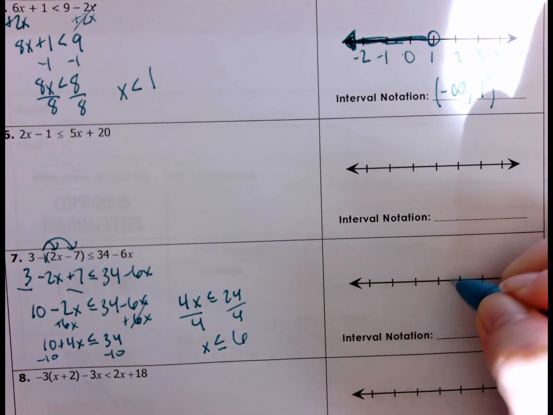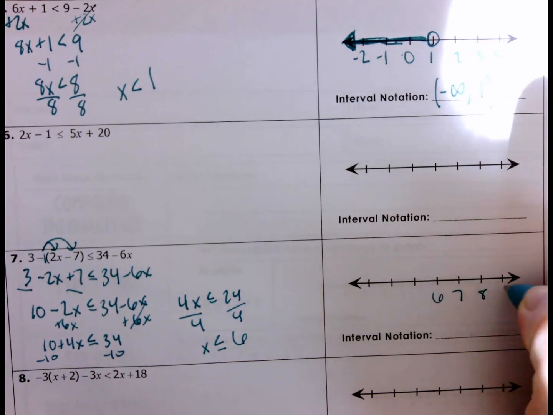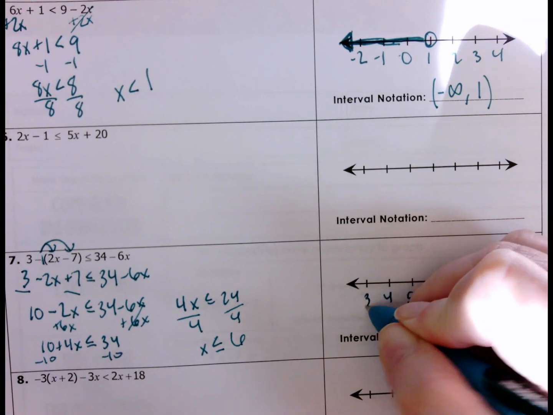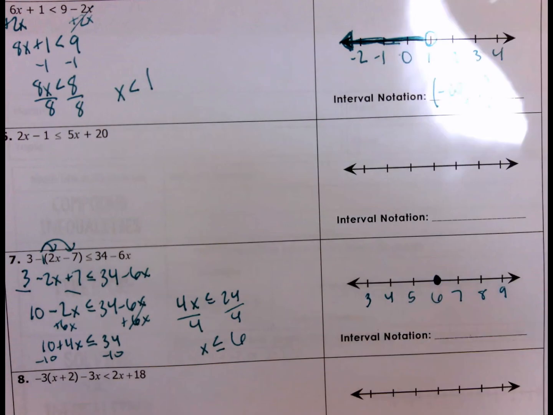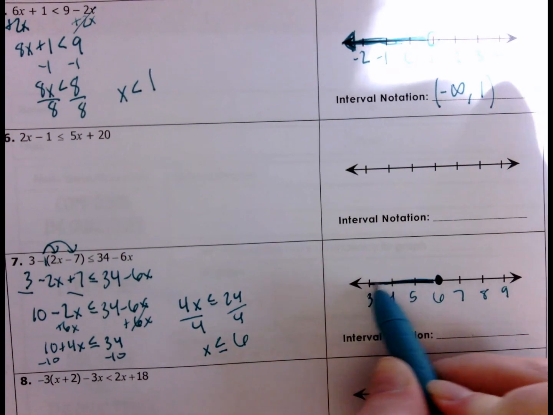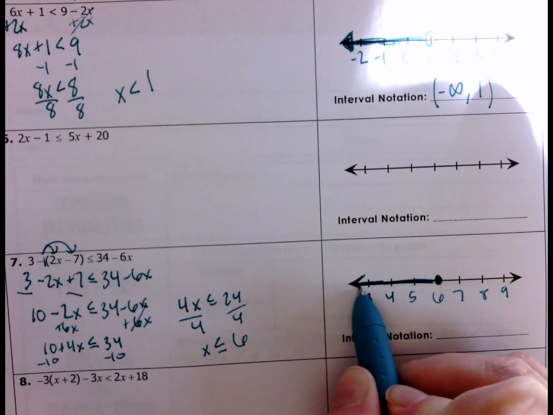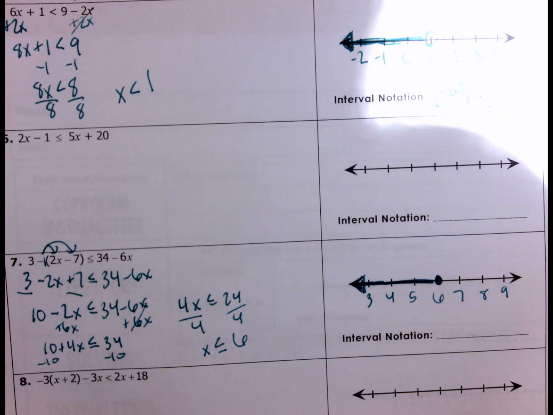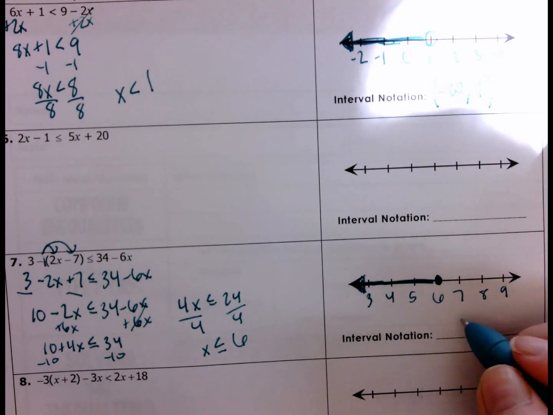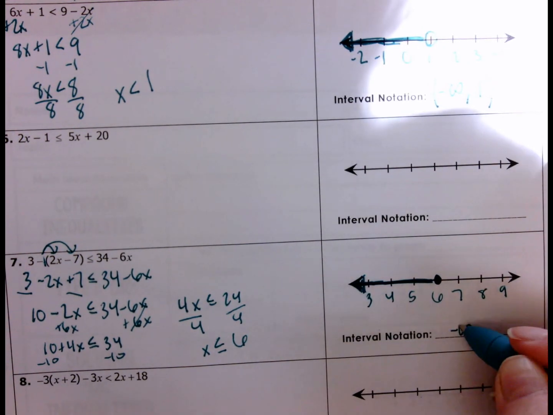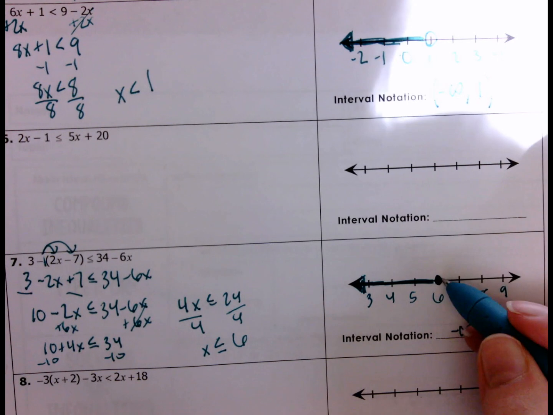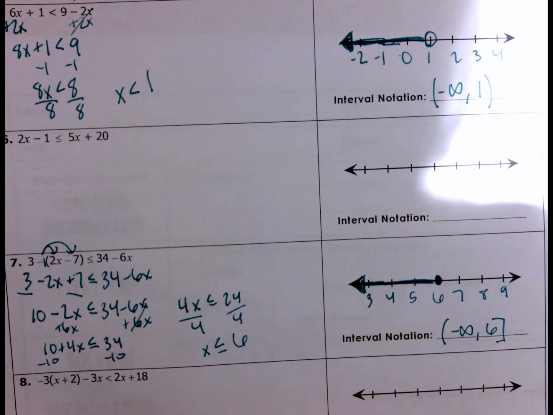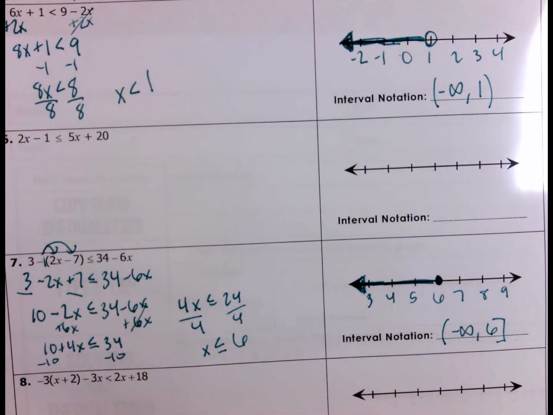Alright, and so then I'm going to use 6 here to do my graph. I'm going to color in the circle because it is an equal to symbol, and I do want everything less than that. Alright, and so when I write that, I'm going again from negative infinity to 6. 6 is included, so I use a bracket. Infinity is not included, so it does use a parentheses.